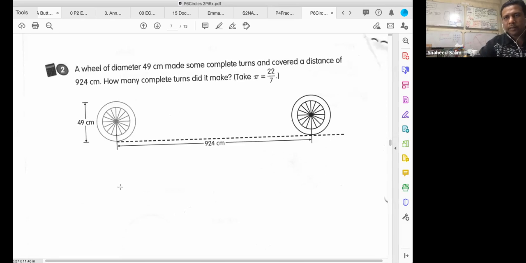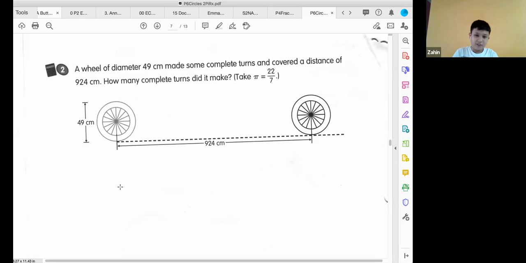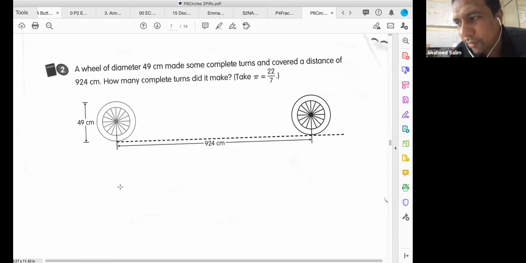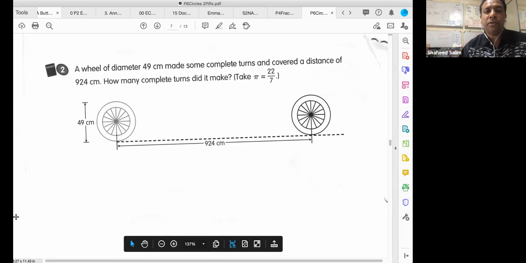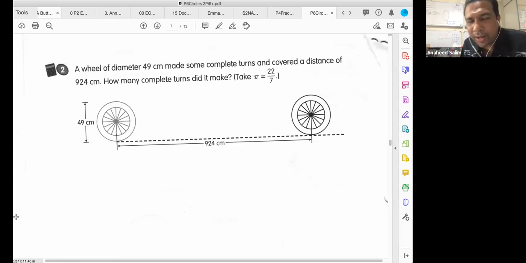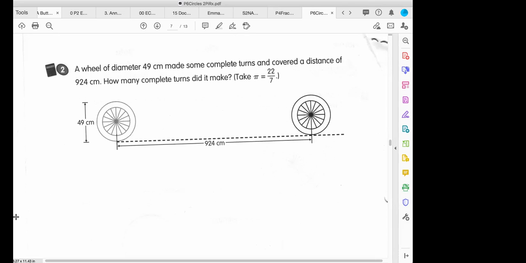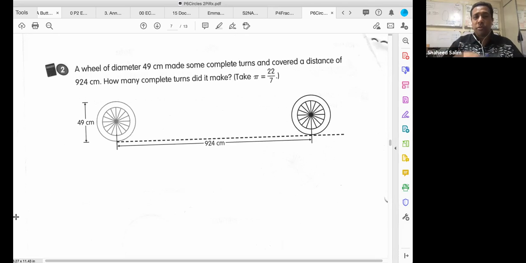Zahin, you got your answer already? 154. You see, they ask you now, how many turns did it make? Are you saying that it went through 154 turns? You must think about it carefully. You are one step away. What about Ilhan? 142,296. Wow, so many rounds.